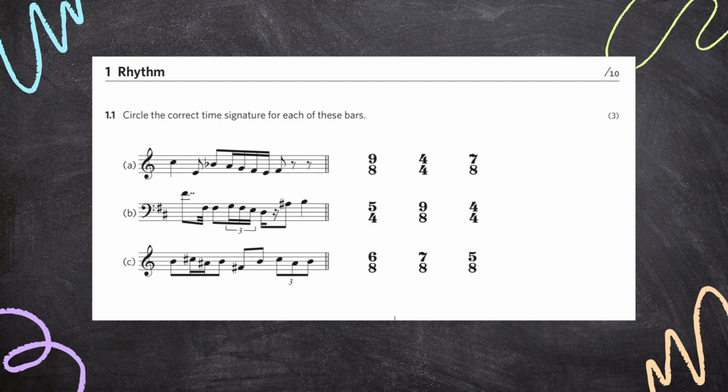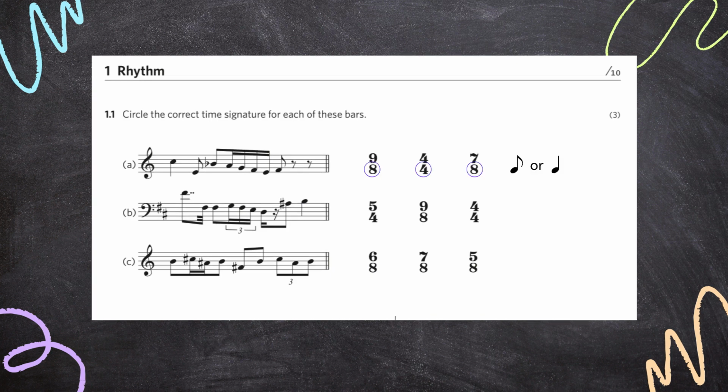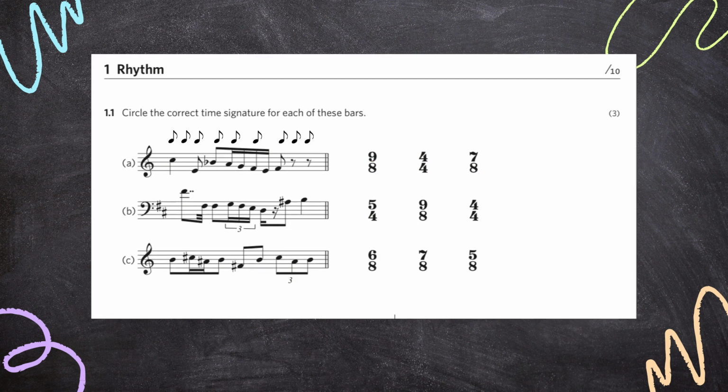It suggests that the basic unit will be either quaver or crotchet. Let's try to reorganize the note value into quavers. We then figure out that there are 9 quavers in total. So the answer is 9/8.